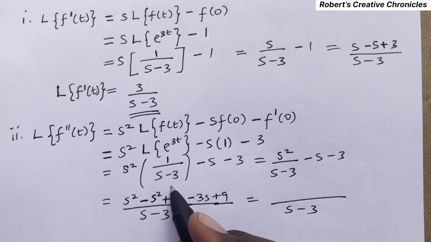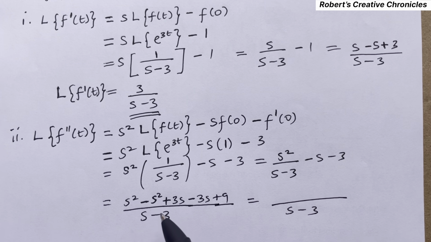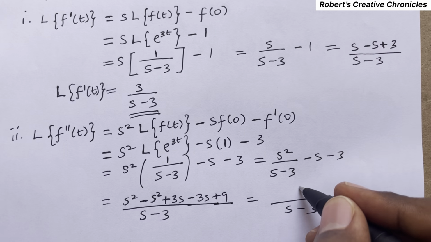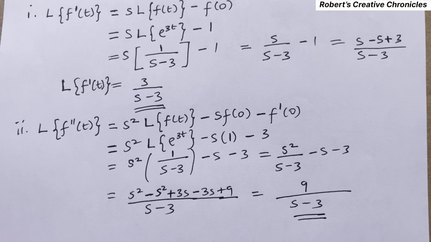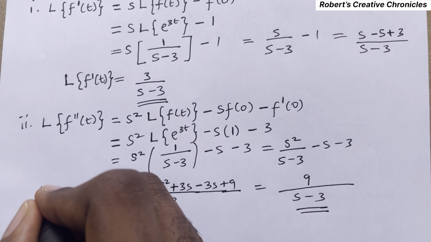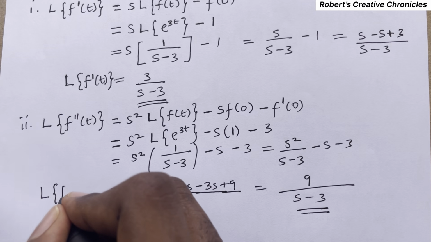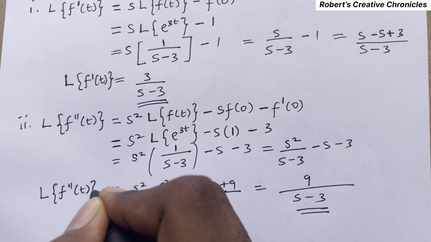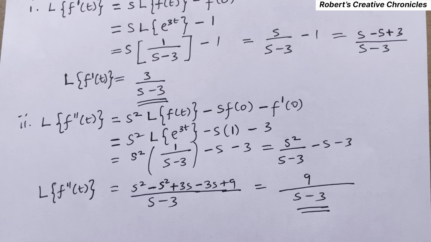S minus 3. Now s square minus s square is 0. 3s minus 3s is what? Is 0. So now this becomes 9 over s minus 3. So now the Laplace transform of the second derivative is 9 over s minus 3.